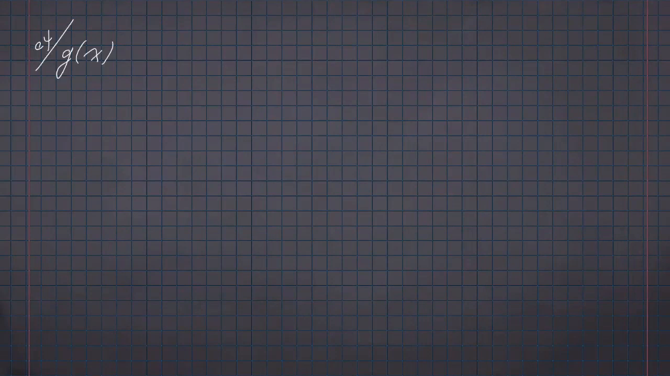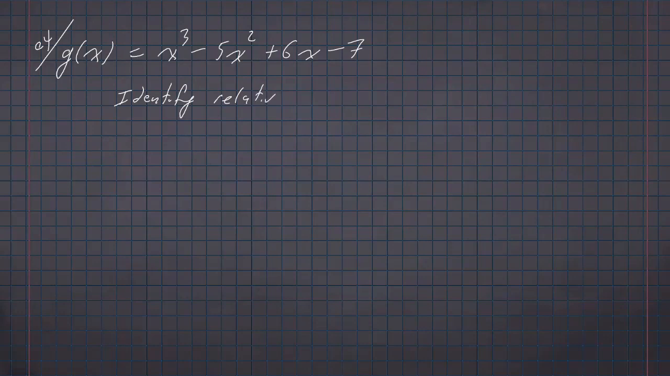So with that in mind, I would like you to take a look at the function g of x is x cubed minus 5x squared plus 6x minus 7. And use the first derivative test to identify any and all relative extrema. Take a few minutes to play around with that function, see what you come up with, and I'll see you in the next video.